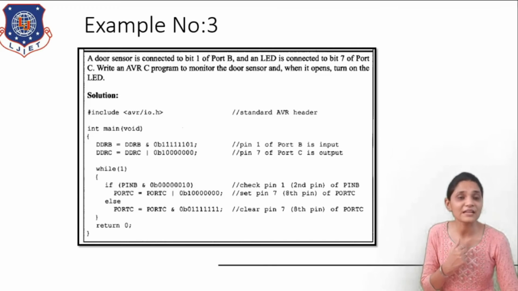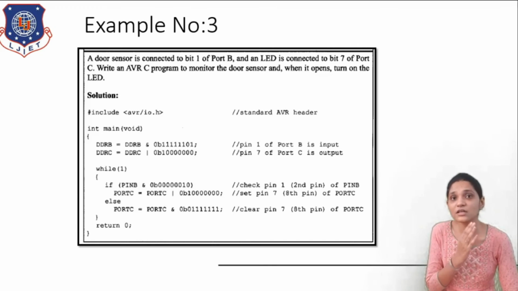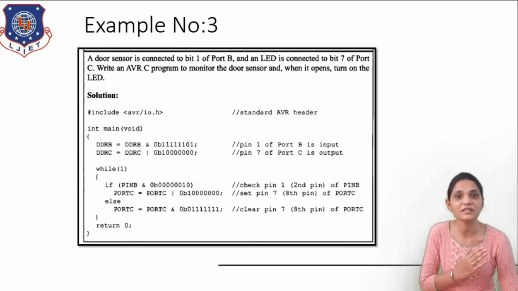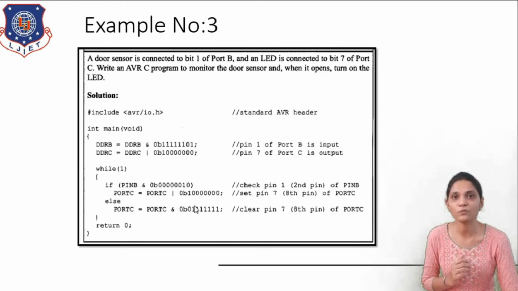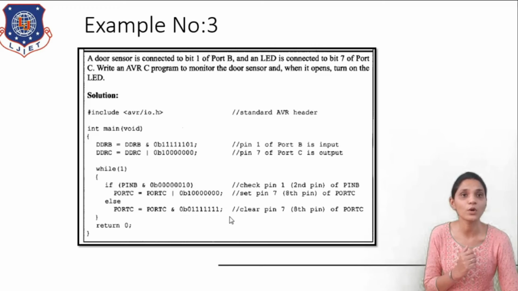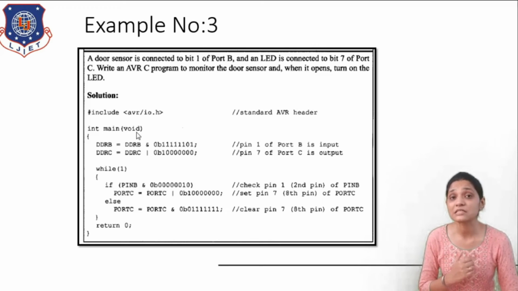And if you want to make that bit a 0 without changing the rest of the bits, then you have to do the ANDing operation with the bit pattern where your 7th bit is 0 and the rest of the bits are 1. Okay, so in the else case we have to write PORTC equals PORTC AND 0b01111111. Okay, so in this way you can change a particular bit of a particular port.